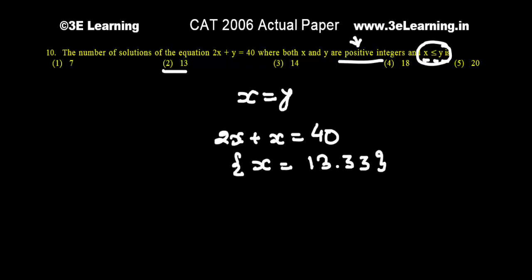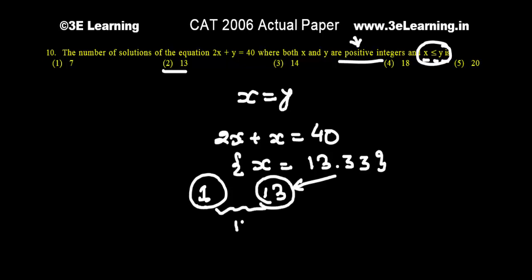So what we have to do is x should be less than y. Whenever we have this type of condition, first of all we apply x equal to y. We got a condition, we want x to be less than this value. So the first integral value is 13, and the last positive integral value is 1, or we can say the least x is 1 and the maximum x is 13. So we have 13 integral solutions for this question.